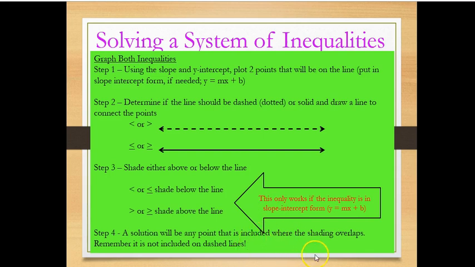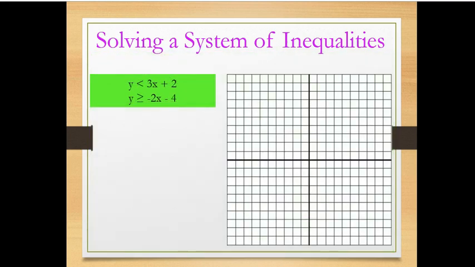Remember, it is not included on dashed lines. So a solution will not be on a dashed line, and it will also be where the shading overlaps for both inequalities. So let's go ahead and take a look. If we look at the first one, y is less than 3x plus 2.